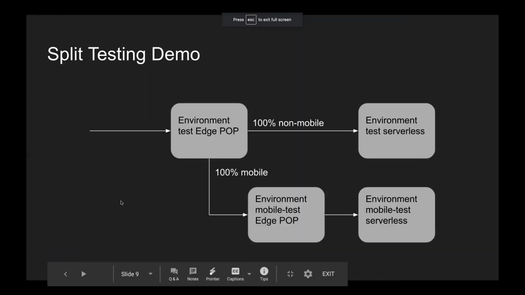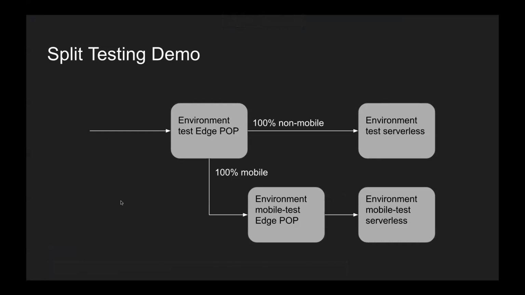So what I'm going to demo is a way to test a feature that you have in another branch or another environment, and maybe test it on your production. In this case, I created a test project that has the test environment, and then it has a mobile test environment.